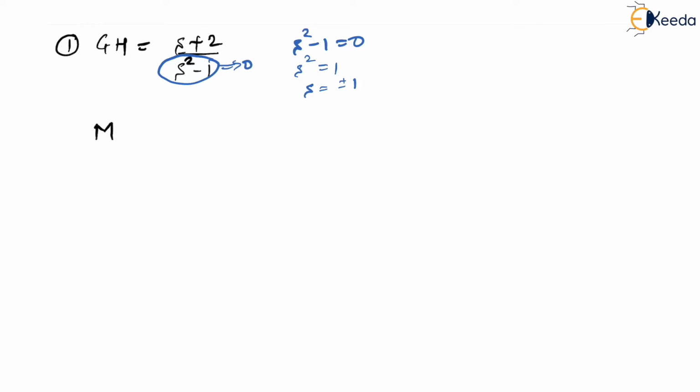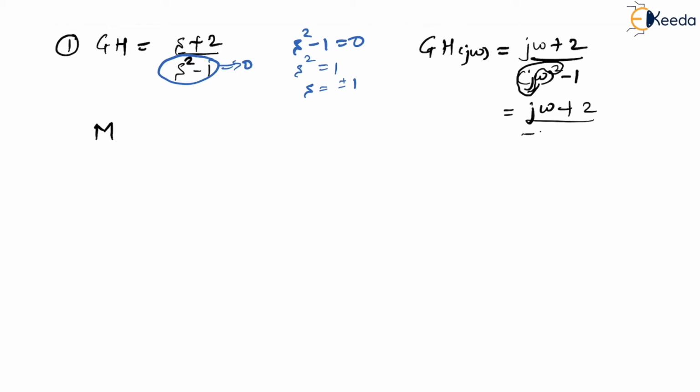So as usual, the first step is to find the magnitude. Rather, the zeroth step was to find GH of j omega, which is equal to (j omega plus 2) upon (j omega) squared minus 1. j squared is going to be minus 1. So what we get here is nothing but (j omega plus 2) upon (minus omega squared minus 1). This is what is GH of j omega. Is that correct? Yes, this is our GH of j omega.